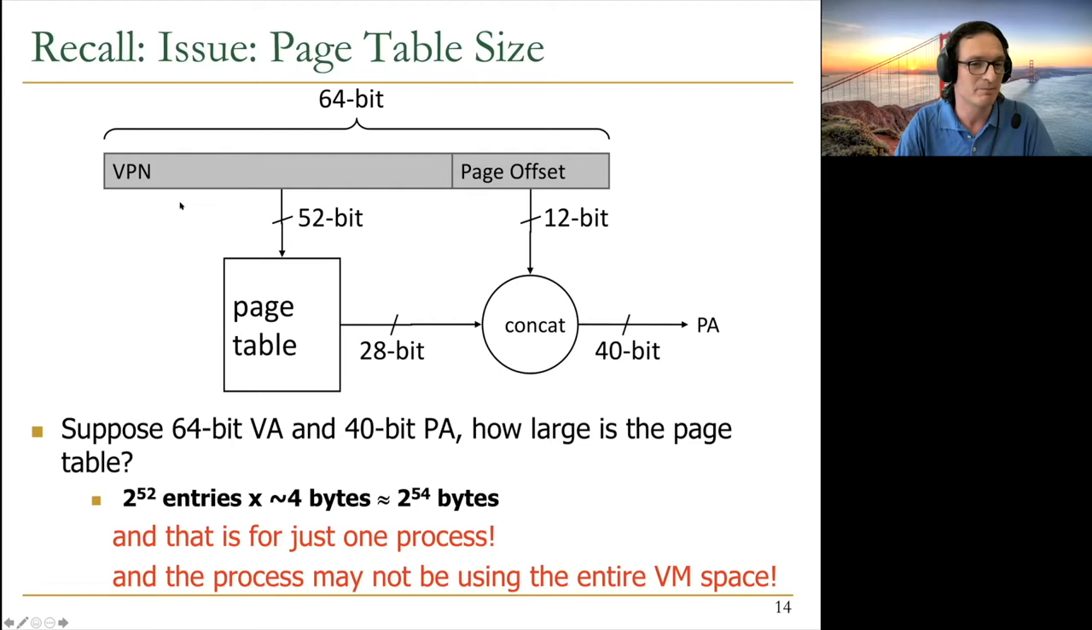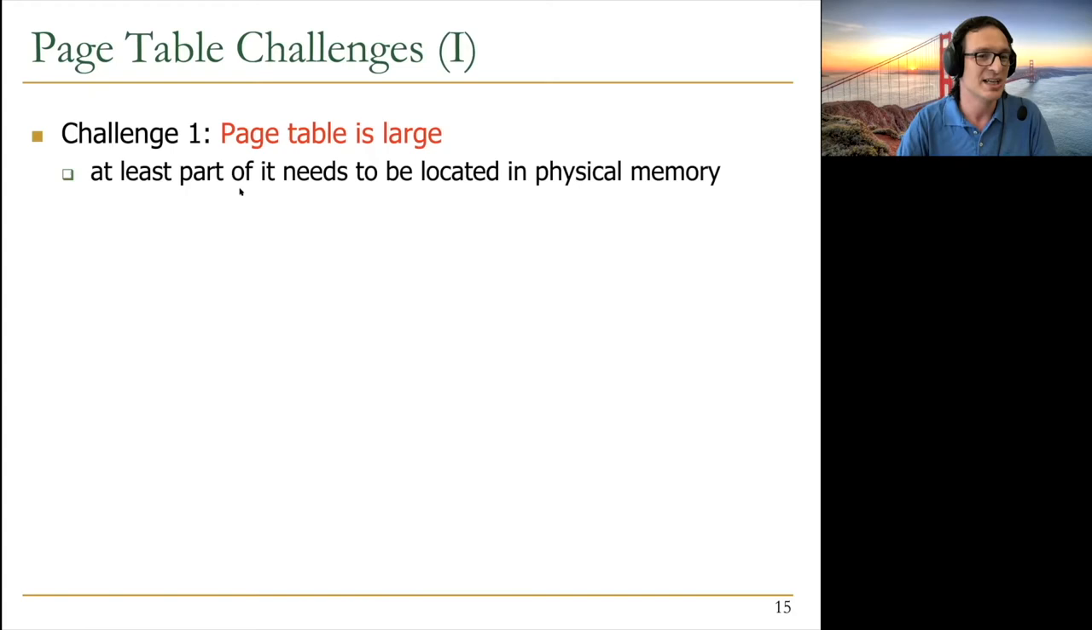Basically, the page table is large, and at least part of it needs to be located in physical memory. You can say, okay, maybe I can put parts of the page table in virtual memory also. But you need to be careful about that, because you should be able to translate the page table as well, right? But at least part of it needs to be located in physical memory so that you can actually find out where the other parts of the page table are in virtual memory and then bring them from the disk, okay? So it's large, and if it cannot be fully accommodated inside the physical memory, so what do we do?